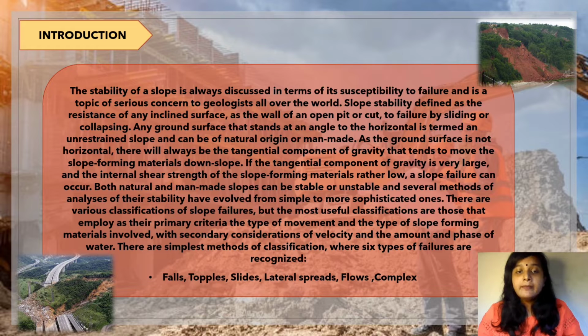Both natural and man-made slopes can be stable or unstable, and several methods of analysis of their stability have evolved from simple to more sophisticated ones. There are various classifications of slope failures, but the most useful are those that employ as their primary criteria the type of movement and the type of slope-forming materials involved, with secondary considerations of velocity and the amount and phase of water. In the simplest classification, six types of failures are recognized: falls, topples, slides, lateral spreads, flows, and complex.